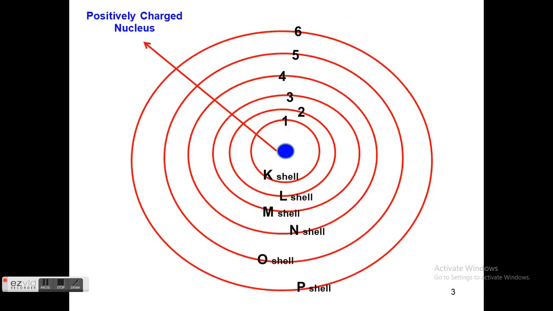Let's see that diagrammatically. The nucleus is in the center and it is positively charged because of the presence of protons. The first shell or orbit is the K shell. The second shell is the L shell. The third orbit is the M shell. Fourth orbit is N shell. Fifth orbit is O shell, and sixth orbit is P shell.